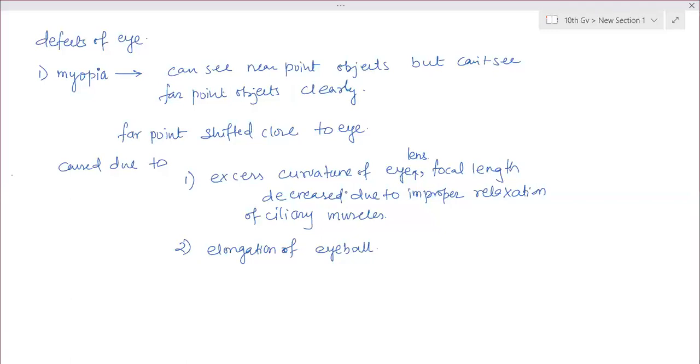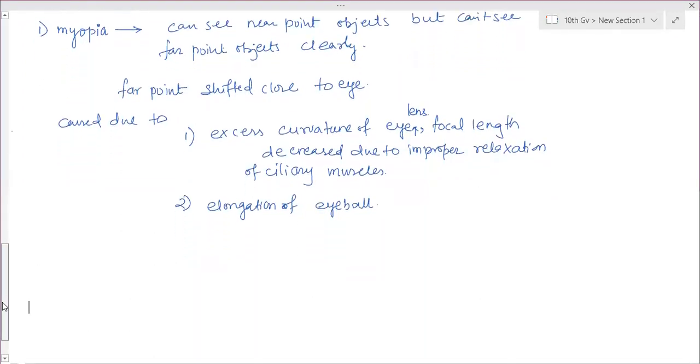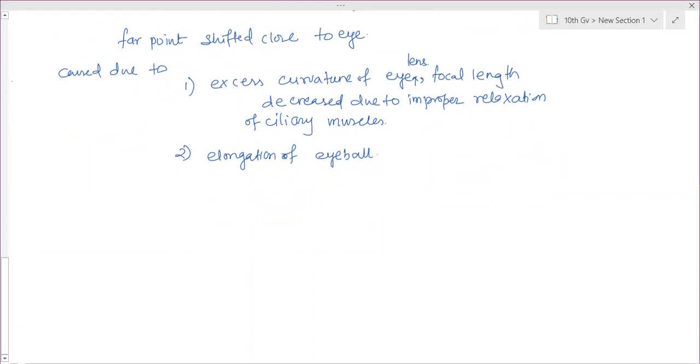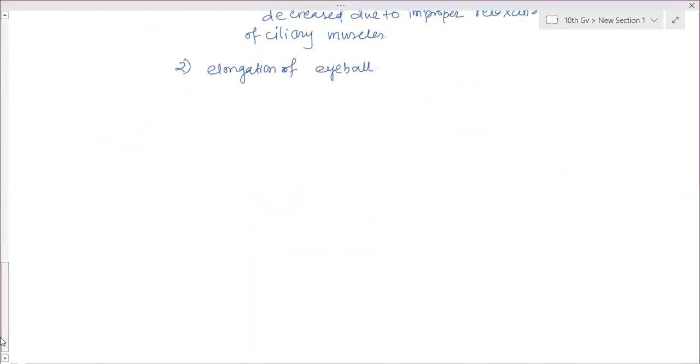So beyond 100 meters, the person is not able to see because focal length cannot be increased beyond 100 meters. Then you have to draw 3 diagrams for showing the actual eye, the defected eye, and the corrected eye. For the actual eye, you have to show the healthy eye, which does not have any problem.